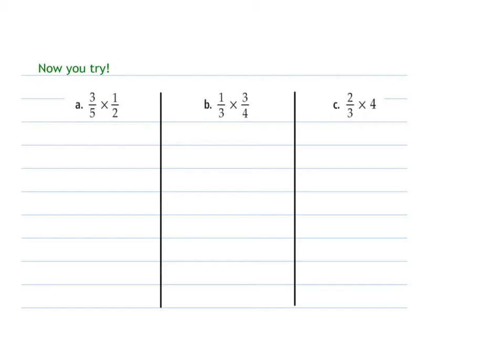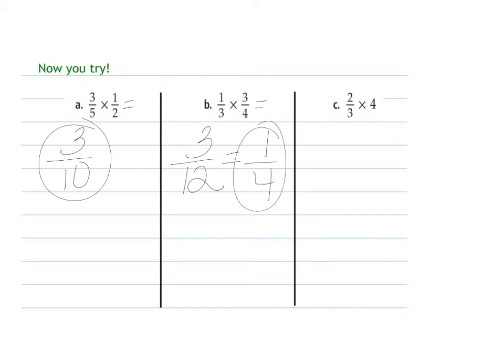So 3/5 times 1/2. 3 times 1 is 3. 5 times 2 is 10. And we have 3/10. 1/3 times 3/4. 1 times 3 is 3. 3 times 4 is 12. I know they can both be divided by 3, so we have 1/4.